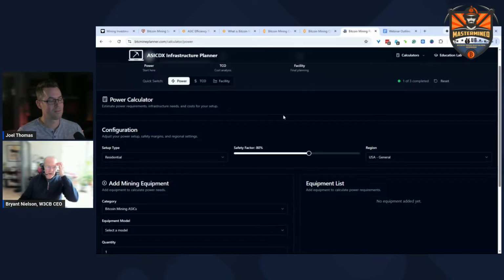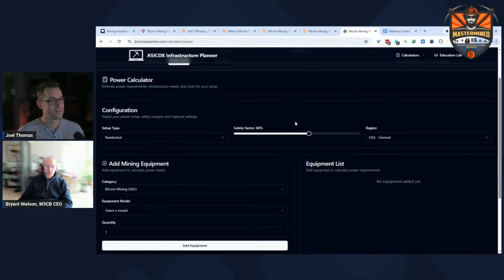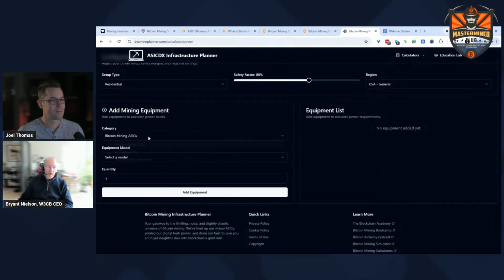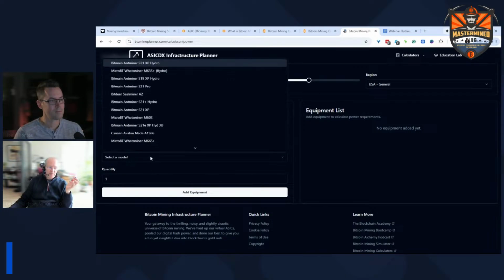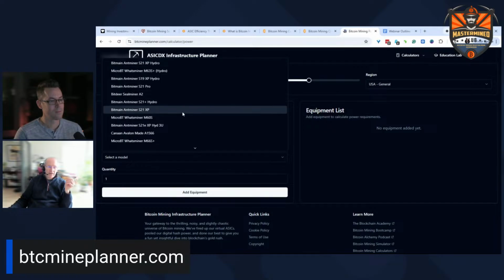And of course, from this one, again, this is the infrastructure planner. You look at what kind of machines you're going to be running. Am I going to be looking at just Bitcoin mining? Am I going to throw in some AI training GPUs? Do I have other HPC equipment in there? These are the kinds of things we're going to be looking at going forward.